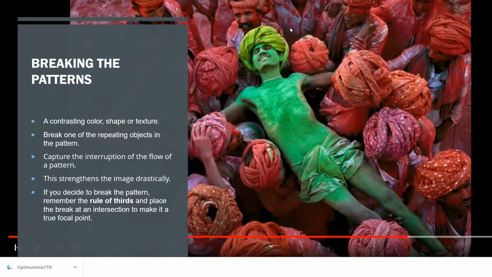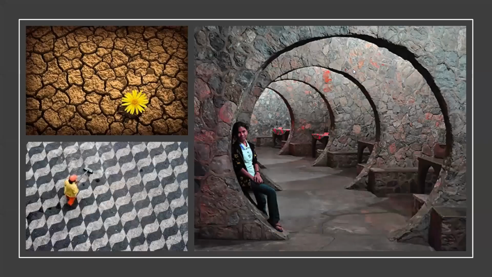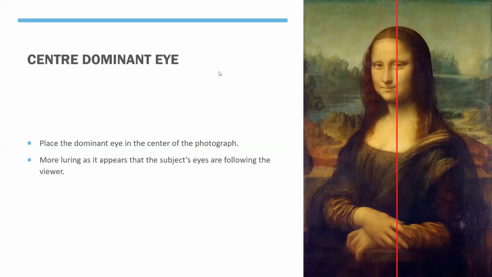Thank you. Okay. Next, these are just new patterns and breaking the pattern. This is breaking the patterns whereby you have the floor and then the flower out of nowhere, of a cleaner, this lady, this place, using leading lines to show the depth and the circular of this tunnel, and that this lady is there to break the pattern.